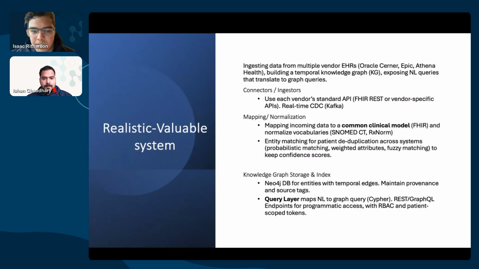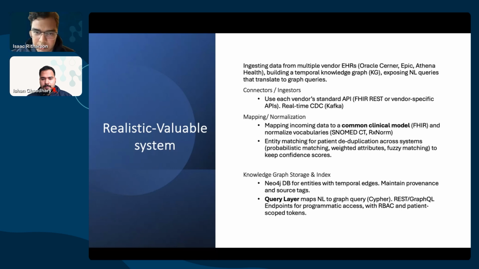Our current phase is to build a realistic and valuable system, where we are trying to scale the current prototype to a large scale system that hospitals and independent clinics can actively use by ingesting data from multiple vendors, for example Oracle Cerner, Epic, and Athena Health, and using that data to build a temporal medical knowledge graph that can help us ask questions, basically Q&A for healthcare clinics.